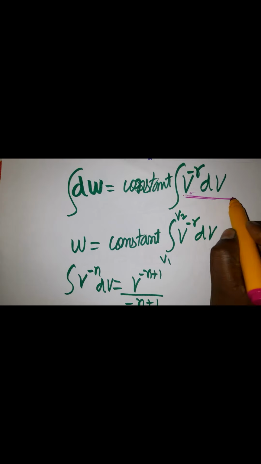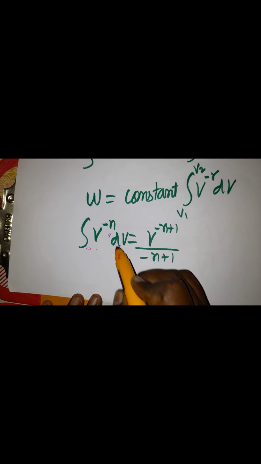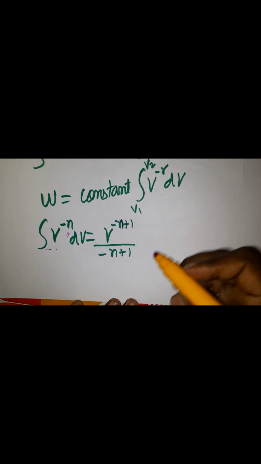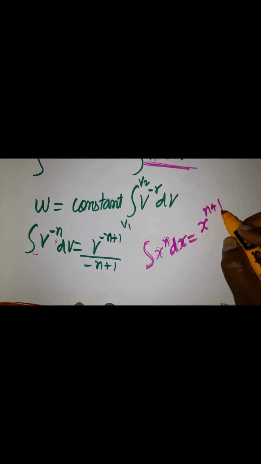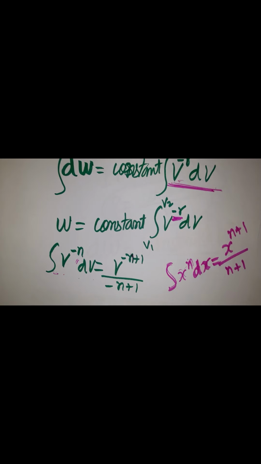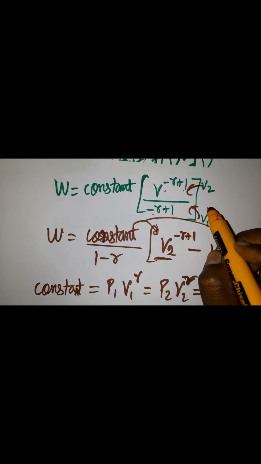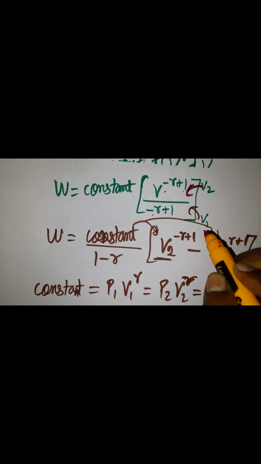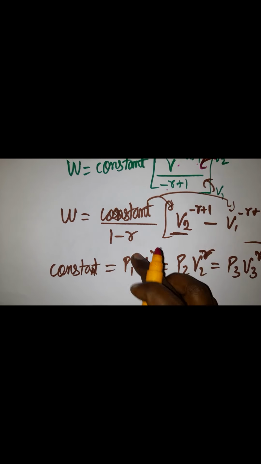When you are integrating this, what is the formula? Integration of V to the power minus n dV: you add plus 1 and divide by plus 1. Integration of x^n dx is x^(n+1) divided by n+1. Here, with minus gamma, we get V^(-gamma+1) divided by (-gamma+1). The constant remains the same. The integration limits are V1 to V2. First substitute the higher limit, then subtract the lower limit. Minus gamma plus 1 we can also write as 1 minus gamma.